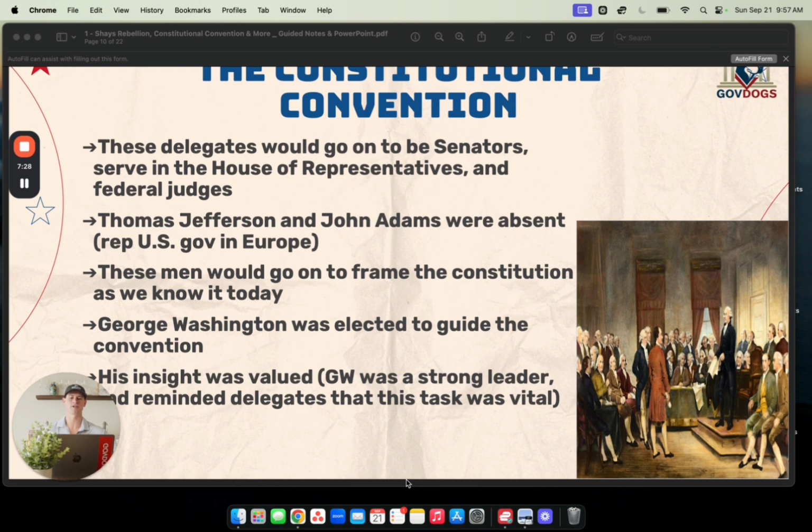So these delegates would go on to be senators, serve in the House, and federal judges. Jefferson and Adams were absent. They were actually in Europe representing the United States. These men would go on to frame the Constitution.